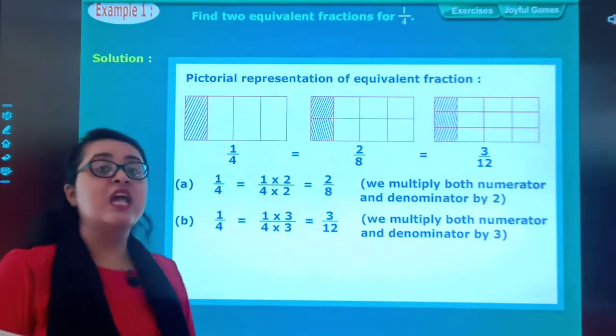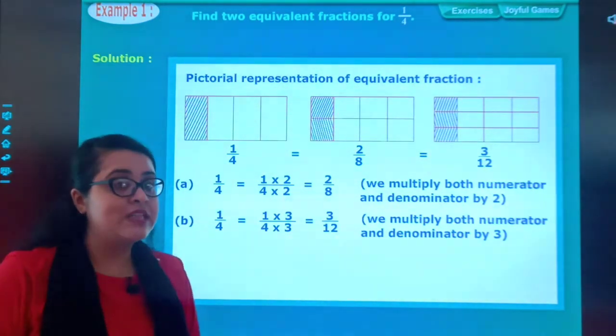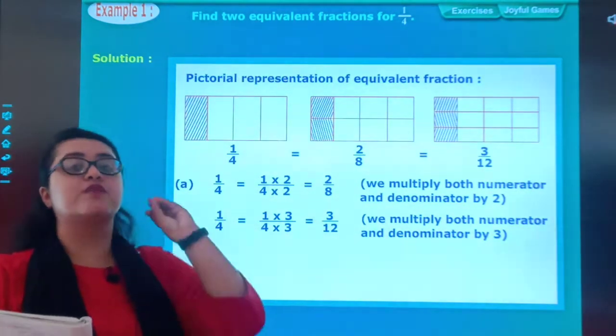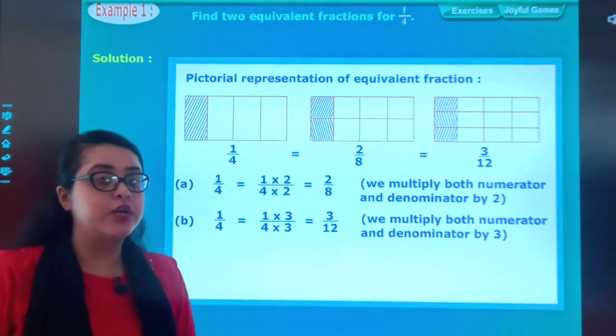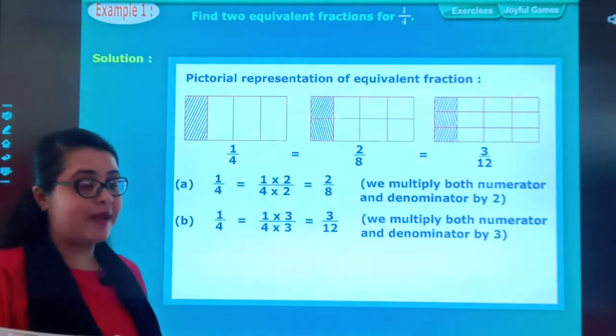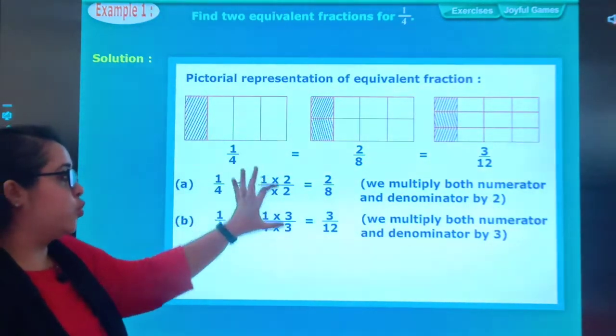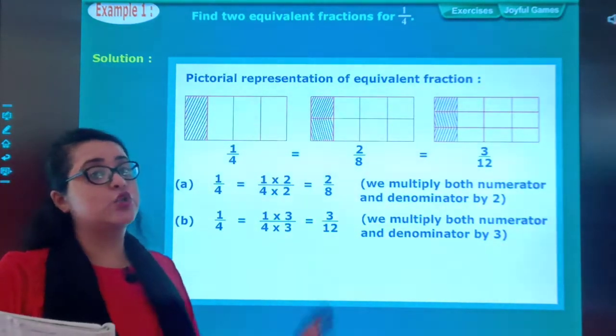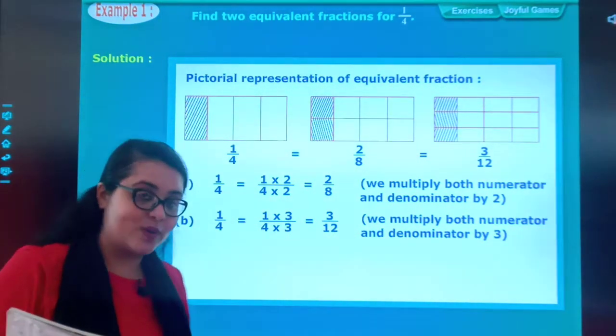Then we got the answer. So whenever you are asked to find 2 equivalent or 4 equivalent or 5 equivalent fractions, what will you do? You will just multiply the fraction by 2, 3, 4, 5, 6. Whatsoever number is asked, you will multiply with that number. Okay?